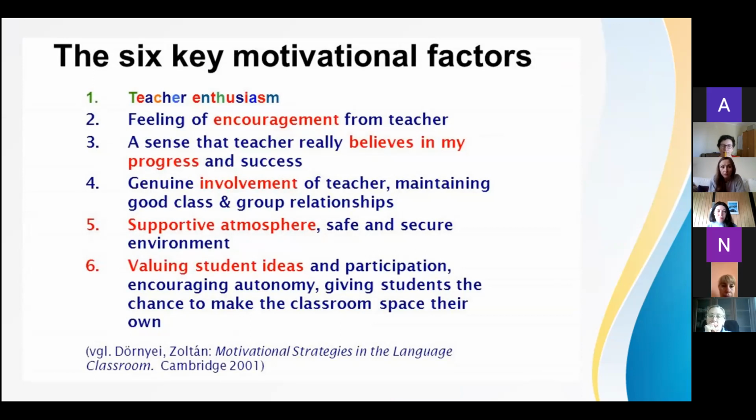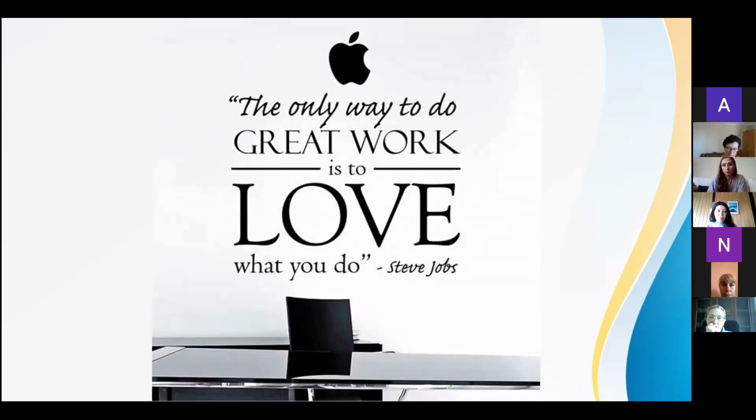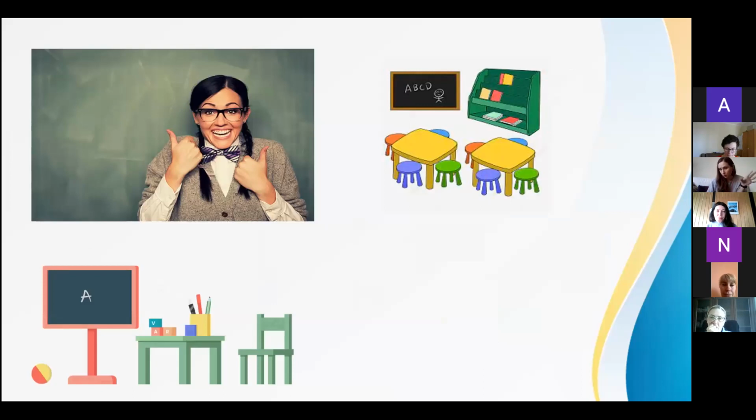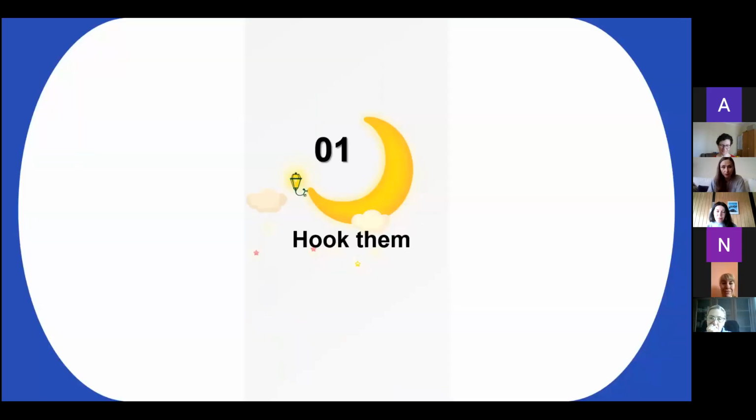Genuine involvement of the teacher, maintaining good class and group relationships, establishing rapport and a supportive atmosphere, and valuing student ideas. So if they have some ideas, we need to value them as well, ask what they want to learn, and then how we can adjust it to our lesson or to our curriculum. And yes, the only way to do great work is to love it. So this is how we are expected to be according to Zoltán. All the time we need to be like that, but sometimes we are not. And it happens, and so many factors can affect our life. We know that, especially now.